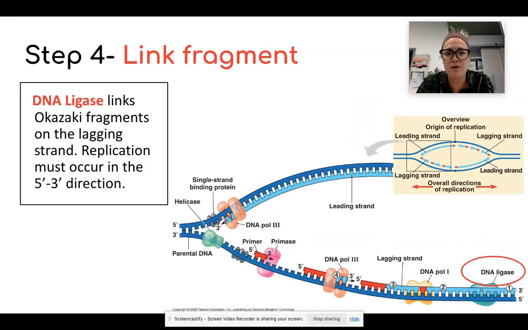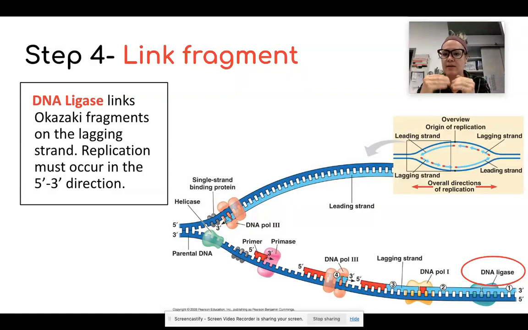All right, step 4 is link fragmentation. Okay, so DNA doesn't just build all willy-nilly. It has to happen in a particular direction.